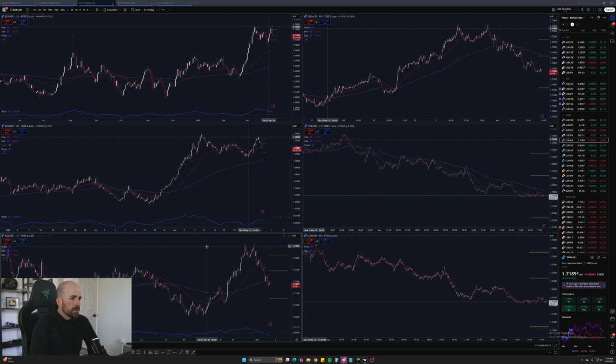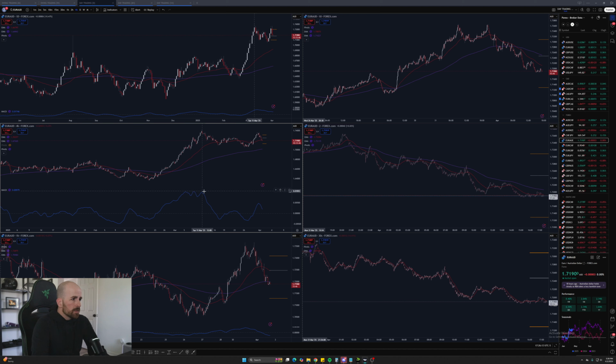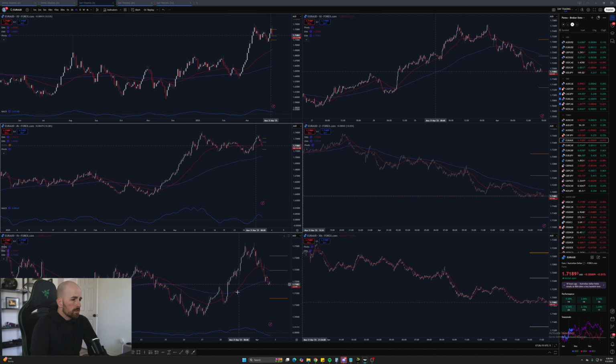Interesting trade, interesting level. You have like a double top here on a 1 hour. You have a double top here on the 4 hour and daily. Got MACD divergence. We'll look at it a little further.